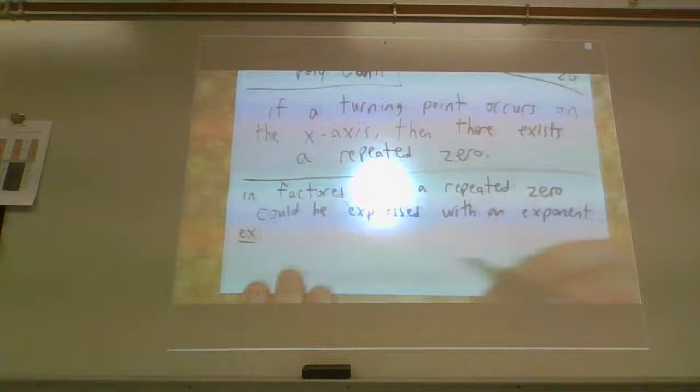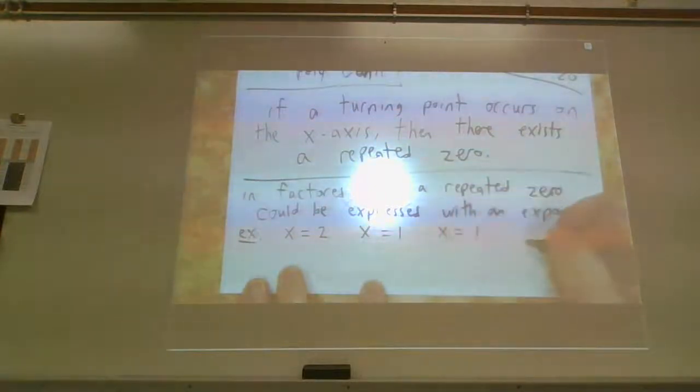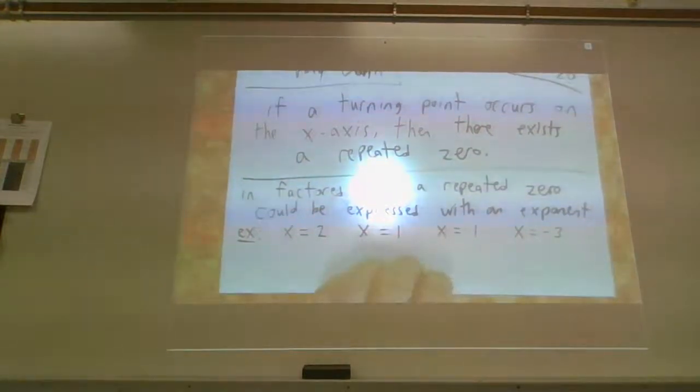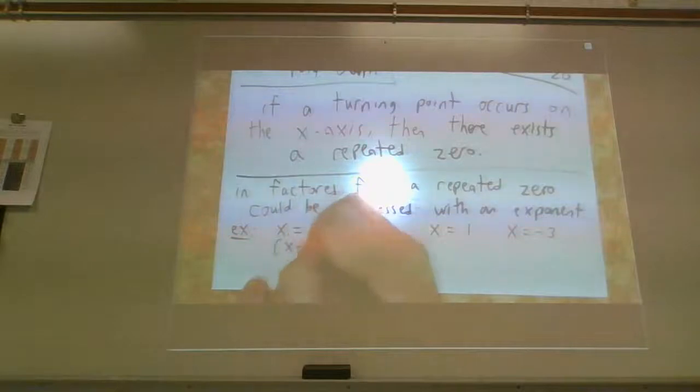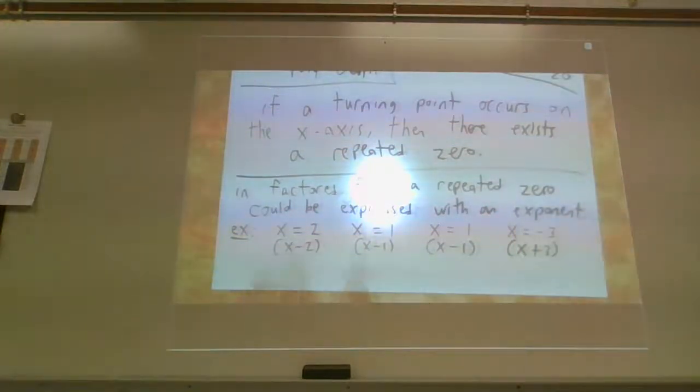Let's just say, for instance, that we had a problem where you were given the following zeros: 2, 1, 1, and -3. Now, those are the zeros of the function. They are not the factors of the function. The factors would be x minus 2, x minus 1, x minus 1, and x plus 3. Now, we're not quite there just yet because that doesn't really fit what I just said. In factored form, a repeated zero could be expressed with an exponent. And what that means is this. This x minus 1 is technically a repeated factor.